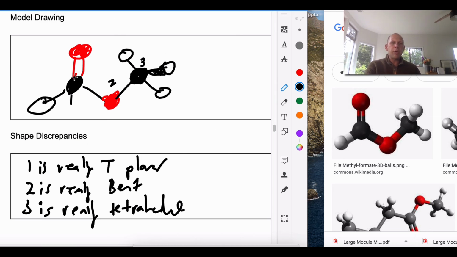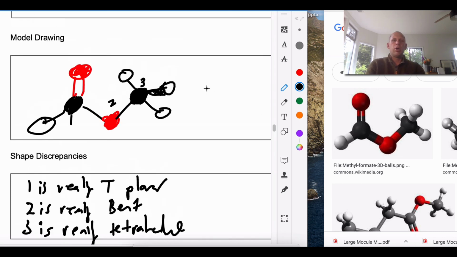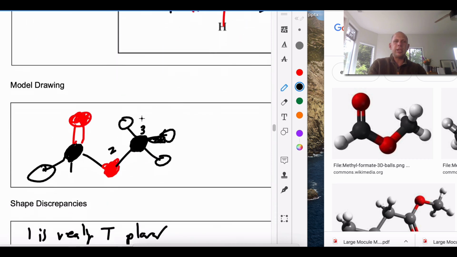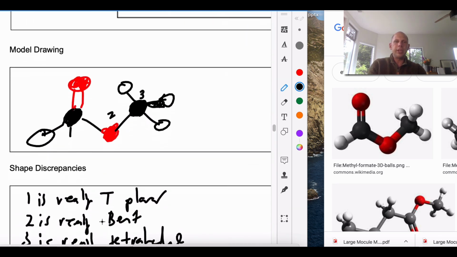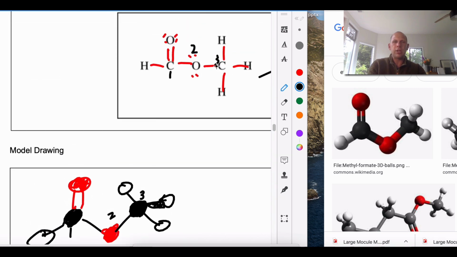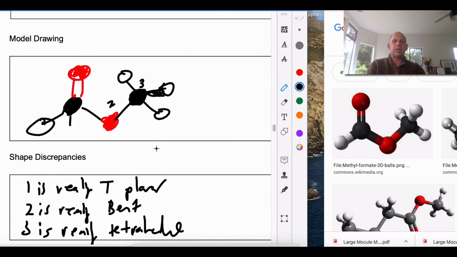So you see in this molecule, it's a larger molecule. And anytime you have a central atom here, you have shape. Here's that T-planar shape. There's no lone pairs. There's that bent shape. You can see it here. And there's the tetrahedral shape. So while this looks like a T, it's really T-planar. While that looks like linear, it's really bent. And while that looks like a cross, it's really that tetrahedral.